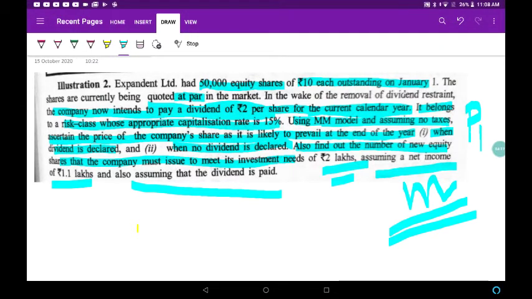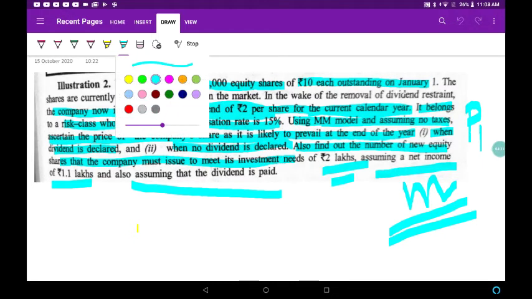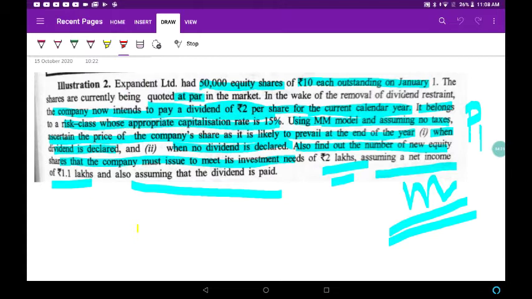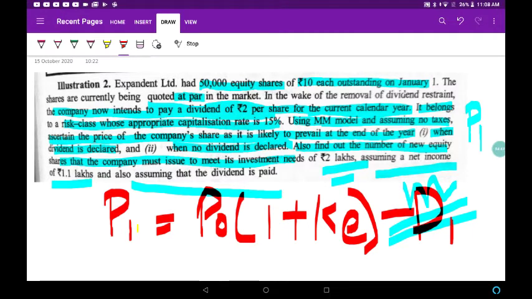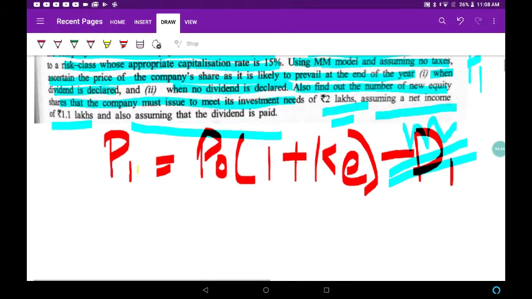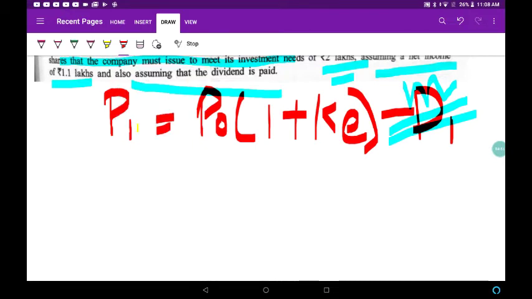Clear? So let us see the question. So let us try to work out the question in detail. So first is P1, which you want to calculate. P1 is equal to P0 into 1 plus KE minus D1. Clear? So you have two conditions here. First was when no dividend is paid.